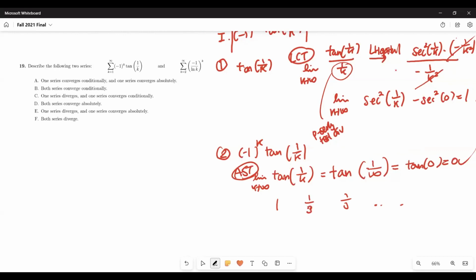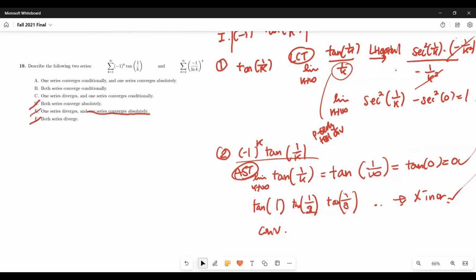I mean, it has to have tangent in front, right? Tangent of 1, tangent of 1 over 2, and tangent of 1 over 3, and so on. So it is not increasing, so it meets the second condition, so that's why it's converging. So it is conditionally converging. So D is not right, it's not F, okay. And we do know that one series converges. It's not gonna be E as well, because it has to have series converges conditionally. So it's gonna be either B or A or C basically.